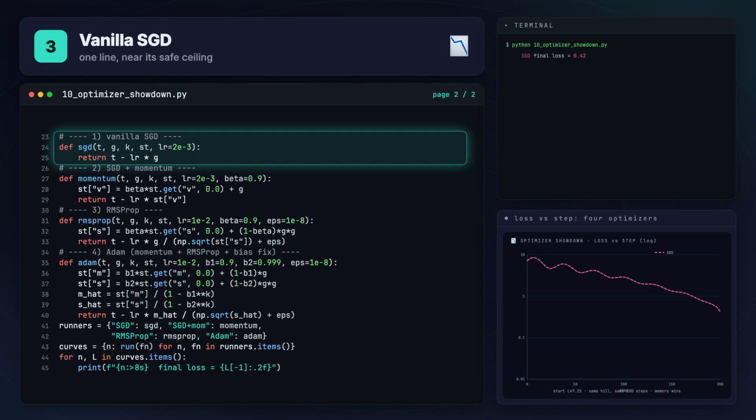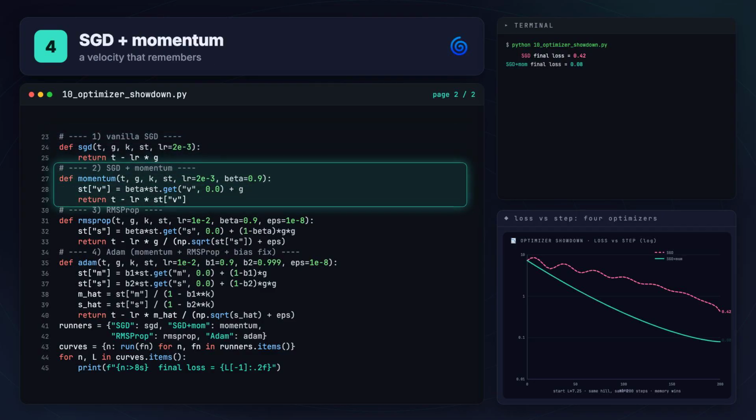Vanilla SGD: theta minus equals LR times g. One line of update. We give it LR of 2e-3. Pushed any higher on this surface and the steep axis diverges, so this is already near its safe ceiling. That ceiling is exactly why it's slow. The rate that keeps the steep axis stable is far too timid for the shallow axis. It ends with a final loss of 0.422.